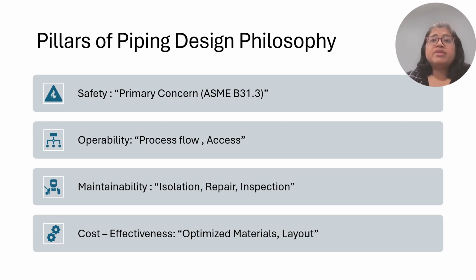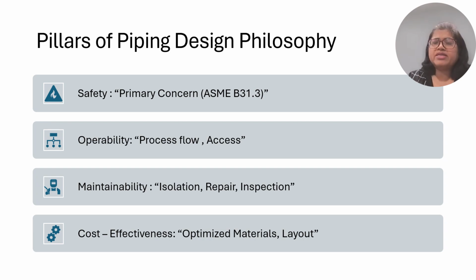The absolute primary concern is safety. Every design decision, from material selection to pipe routing, must ensure the safe containment of fluids, protection of personnel, and prevention of environmental hazards. So this is explicitly stated in codes like B31.3, which aims to provide rules for the safe design and construction of power piping.